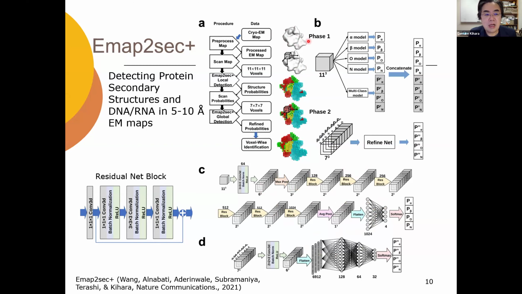So here you have the CryoEM map of 5 to 10 angstrom, where it is very difficult to see anything by eyes. This method will scan this map by a box, and then at each box position, it will predict if the box includes either alpha helix in red, beta strand shown in yellow, coil in green, or DNA or RNA. So now it is four-class classification. At each position of the box, it predicts alpha helix, beta strand, coil, or DNA or RNA.